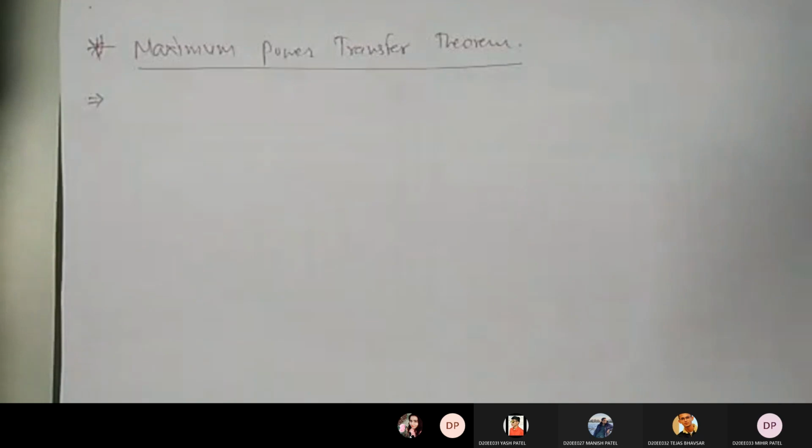Okay, suppose there is a circuit that takes radiation from the solar source and converts it into electrical energy. So what is our main try? We need to convert this energy maximum from the source to load. Whatever is in our equipment, all of it should reach the load. That is our main try. So how can we do this? With the help of the maximum power transfer theorem.